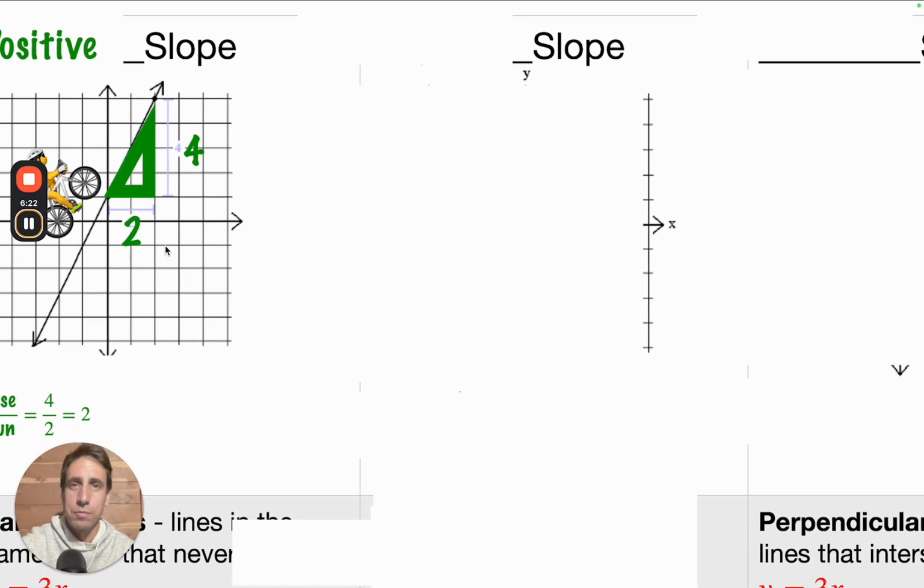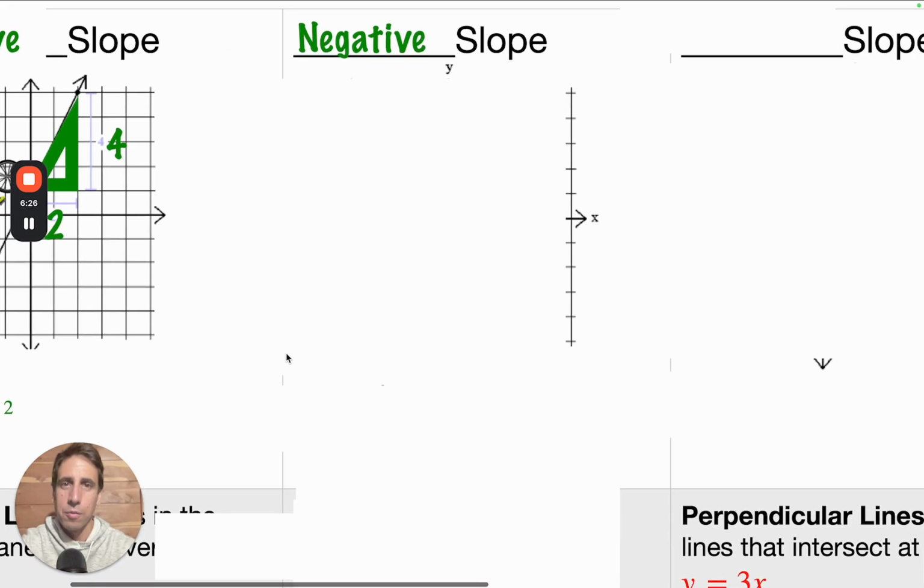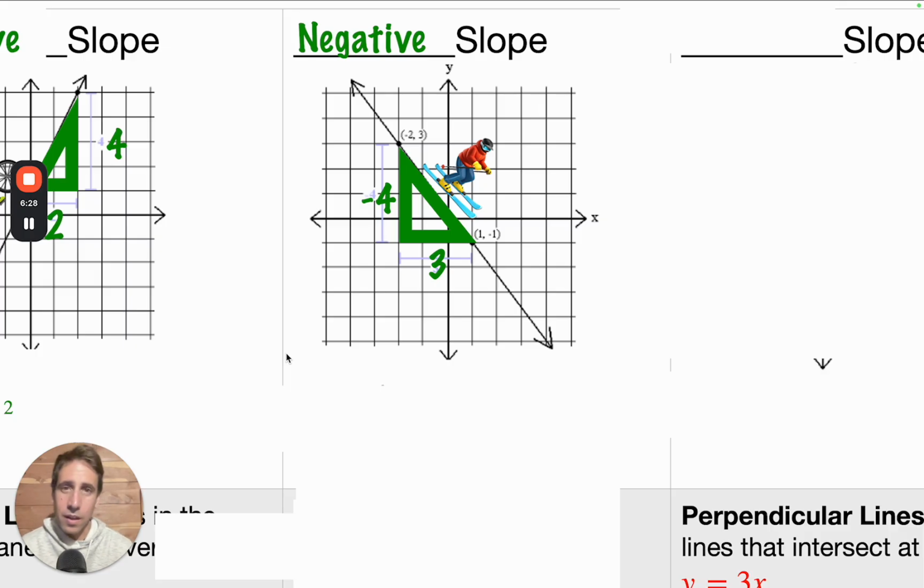The next kind of slope is negative. A negative slope might look like this. And reading it from left to right, you can see this skier is going downhill. From this point to this point, the skier is going to lose 4 units of height going down. They're still going from left to right, it's going to be positive 3. So the way you calculate the rise over run is like this, negative 4 over 3.